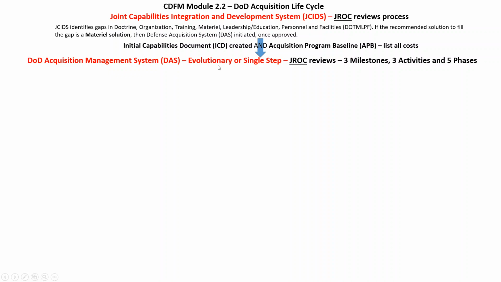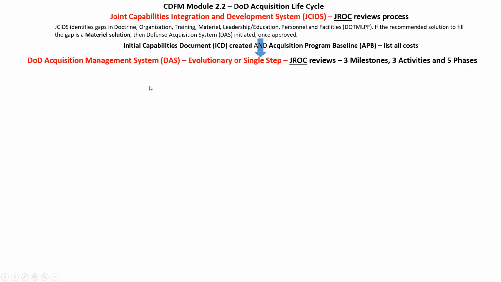So the DoD Acquisition Management System or the DoD Acquisition System is an evolutionary or a single step. They can evolve through the different milestones, or it's a single step, where we need to go directly to Milestone B because we already have something in the inventory. So the JROC reviews, and then you have the 3 milestones in the acquisition system. 3 milestones, 3 activities, and 5 phases.